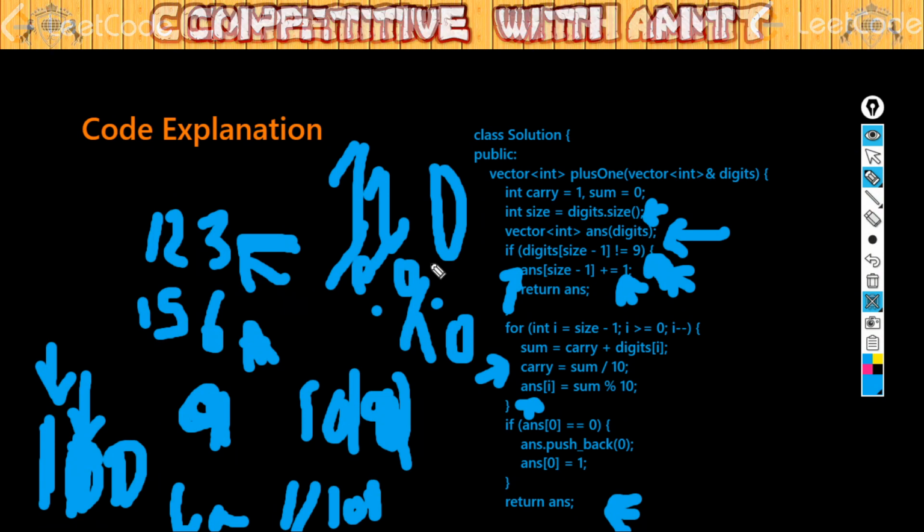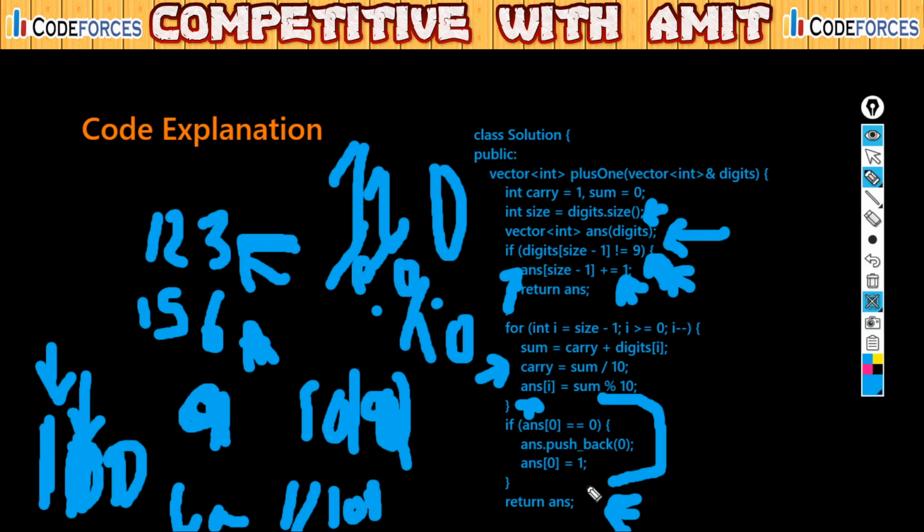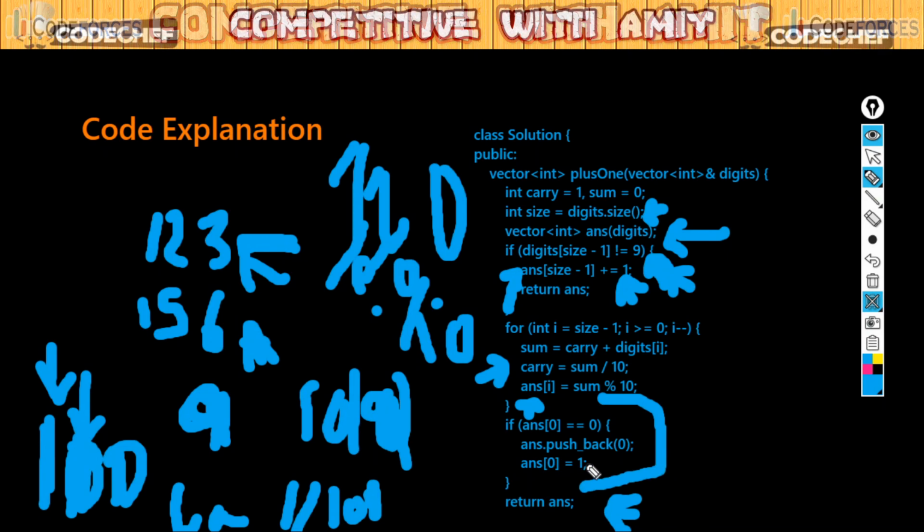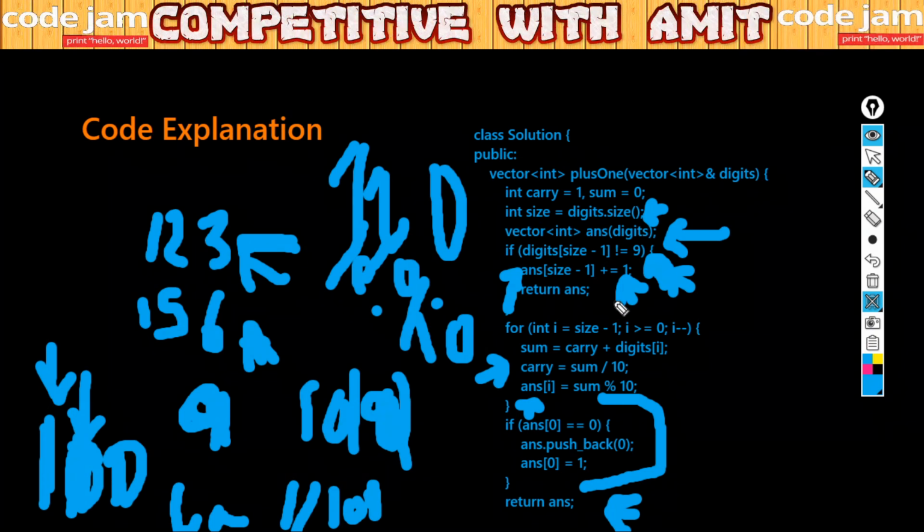So now the main code is there to initialize this: we have to push back a 0 first, and then we have to initialize the first, 0th index. So this is the simple solution for the 6th question of the July LeetCode challenge.